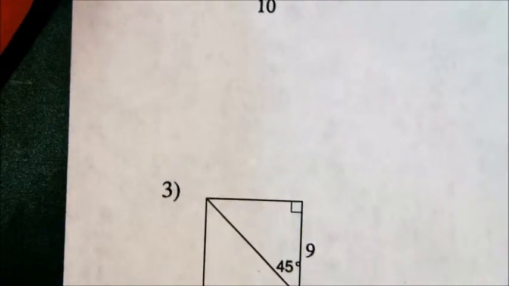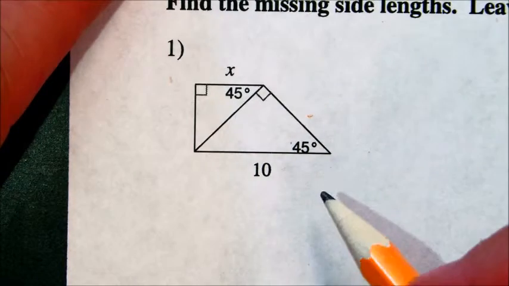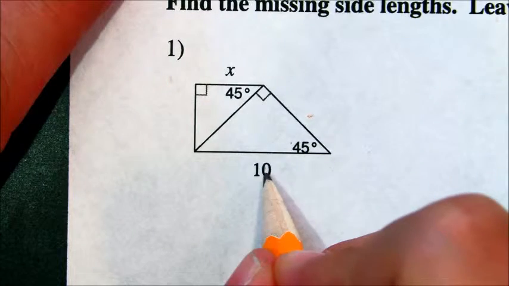Now let's look at a couple more of those. These multi-step ones can be tricky, but you just work your way around from what you know to what you don't. So if I look at number 1 here, I've got a 45, 45, 90 triangle, and I have the hypotenuse.